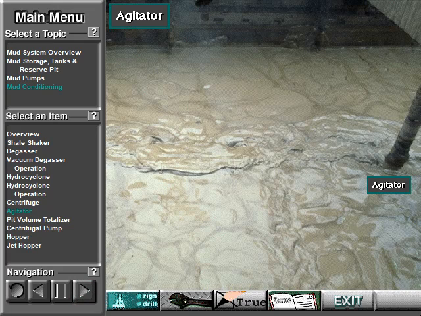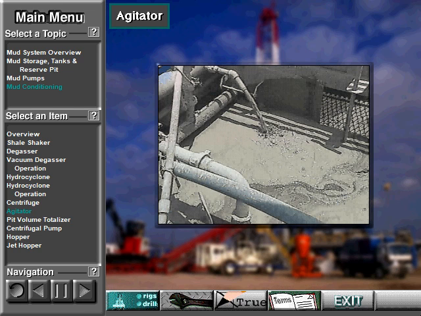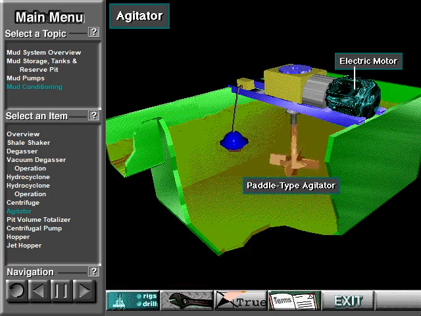Crew members mount agitators on one or more of the tanks. Agitators stir the mud in the tanks to keep solids from settling and to maintain uniform mud properties. One popular agitator is the paddle type. An electric motor rotates paddles to stir the mud.